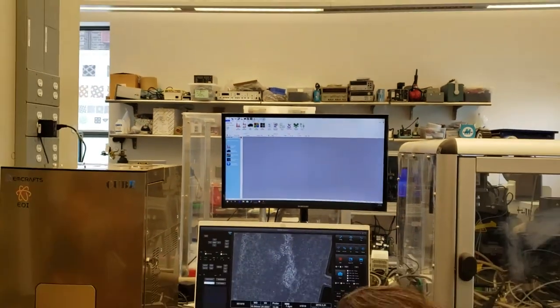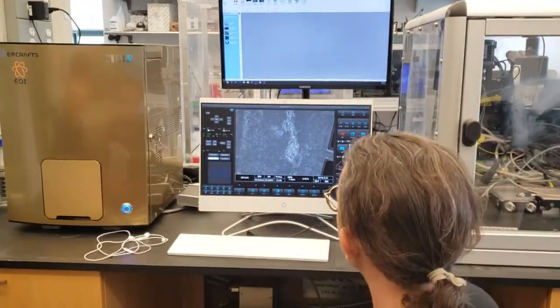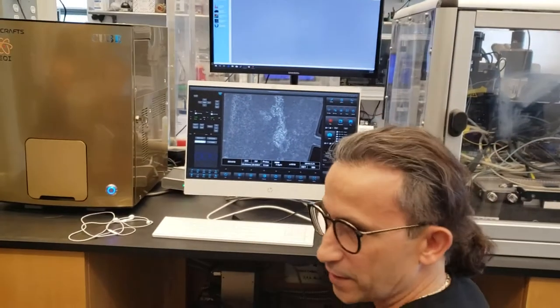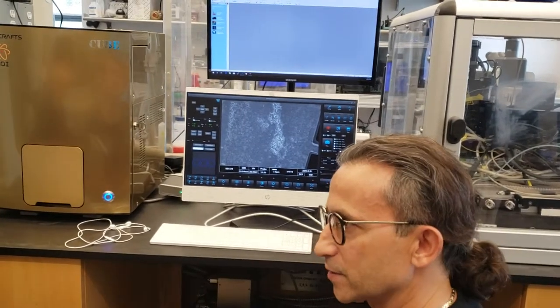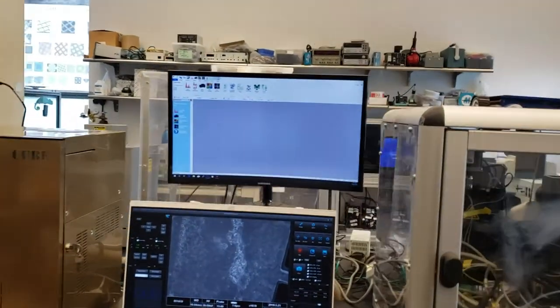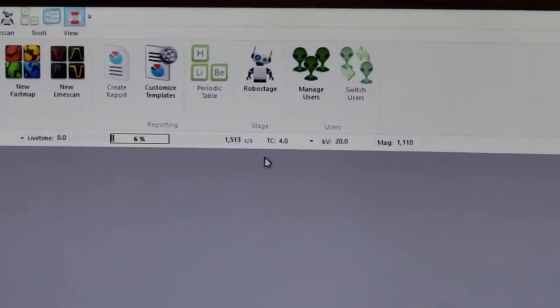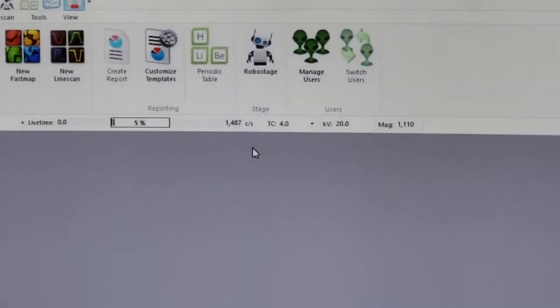So, we need to know what these ratios are, and that's why I'm spending a lot of time going over this. Also, you have something over here labeled TC, right next door to it. That's time constant. That's the amount of time it spends processing every X-ray event. And right now the TC is set to 4. So it's looking at it for 4 microseconds, every X-ray event. So 4 microseconds is going to be your highest resolution time constant.